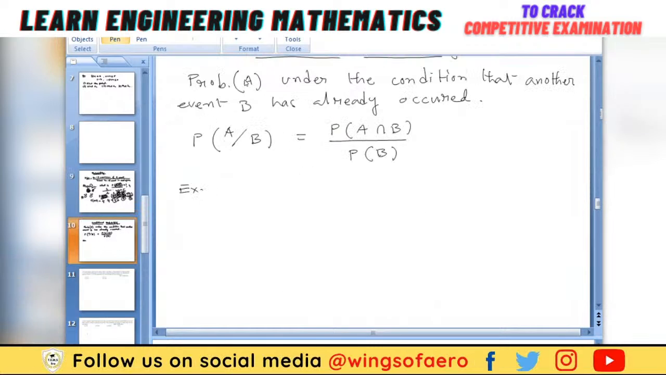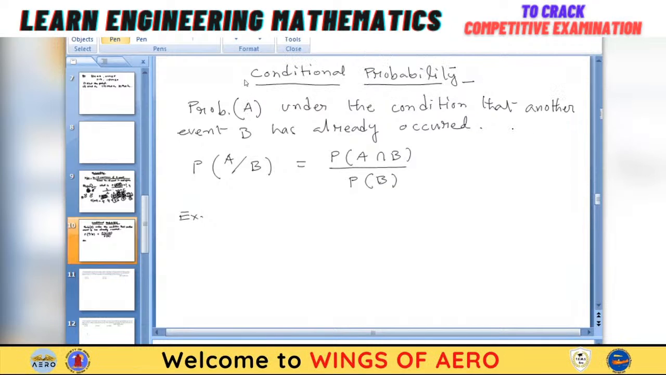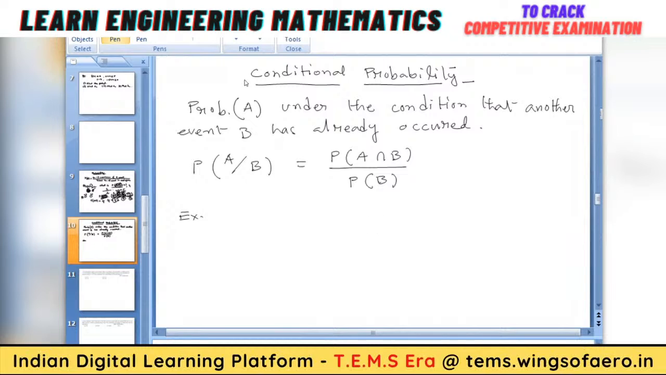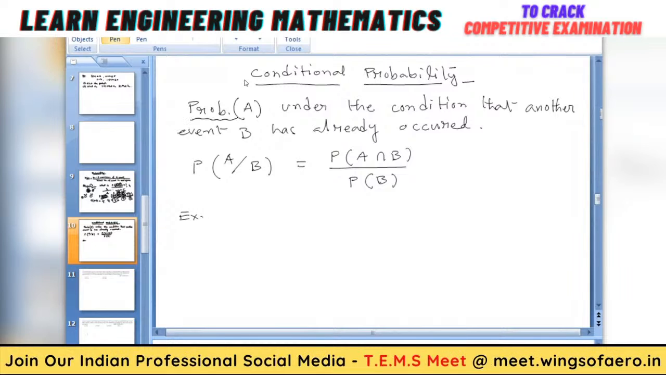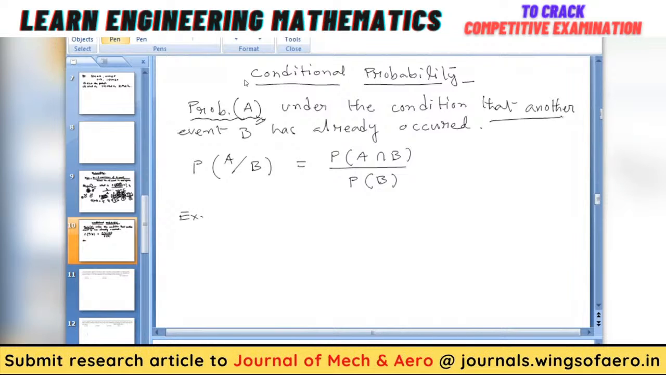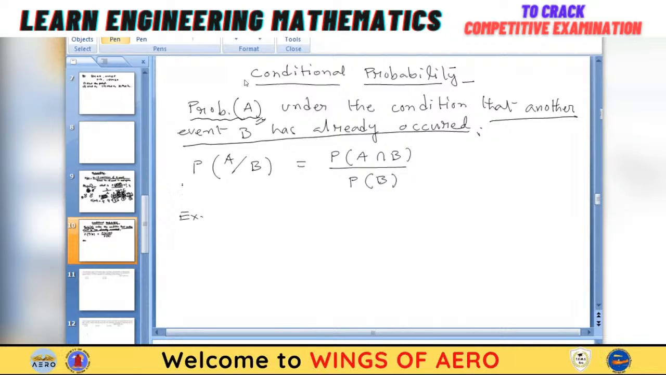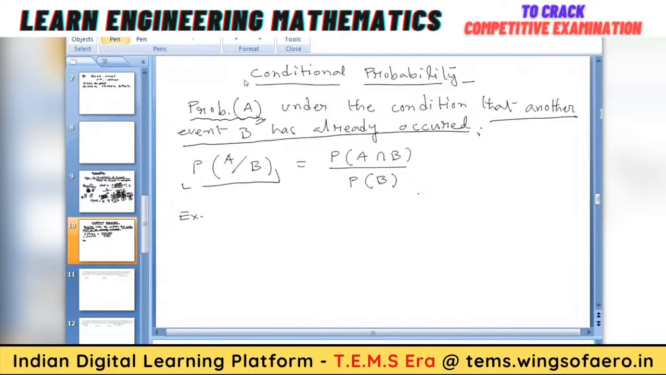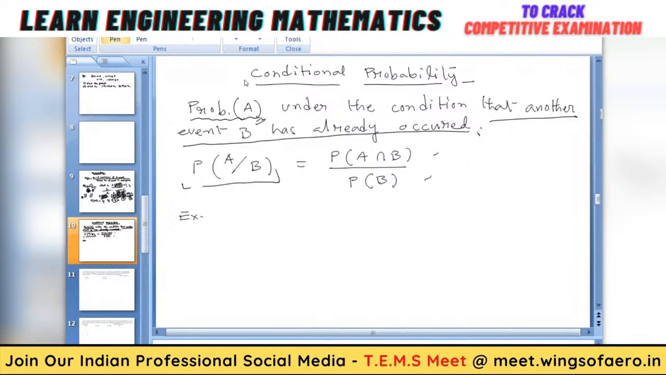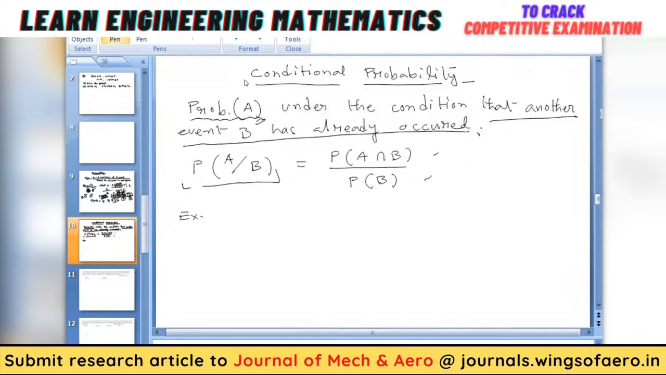Next, conditional probability. Suppose we are going to find out the probability of an event A under the condition that another event B has already occurred. The notation is probability of A given B, which is probability of A intersection B divided by probability of B. This is the definition of conditional probability.